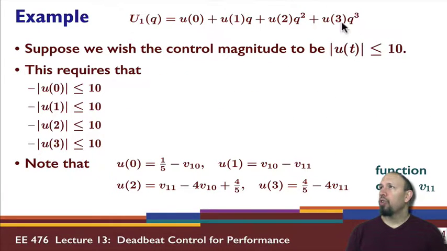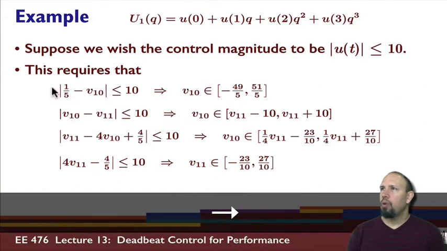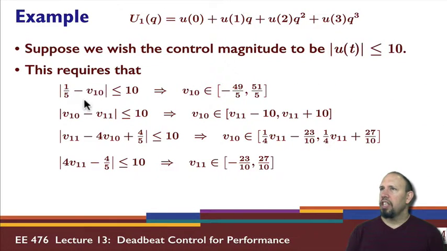So now that we know the control sequence, suppose we want the control magnitude to be less than 10. Well, basically that gives us a set of inequalities. Each of the coefficients must be less than or equal to 10. So here are the coefficients written in terms of V10 and V11. And so basically we're going to get a set of 4 inequalities. So here are the inequalities. And each of these inequalities says something. That is, for example, V10 that satisfies this inequality must be in this region between minus 49/5 and 51/5, and so forth. Some of these inequalities have both variables relating.